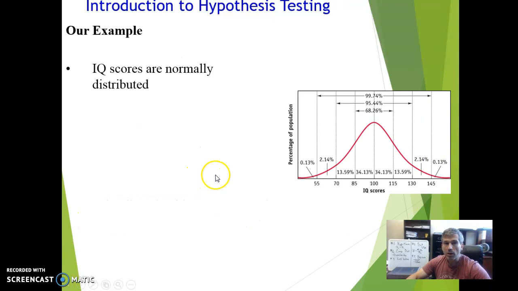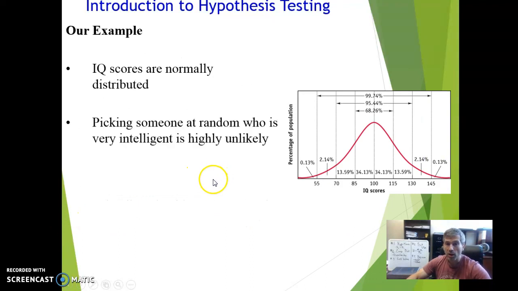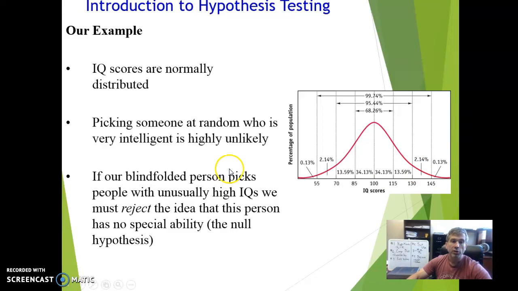So again, IQ scores are normally distributed. Picking someone who's just above average is a 50-50 proposition, but picking somebody who's really far above average gets less and less likely the farther away you go. So by default, our null hypothesis would be that this guy does not have any special ability at all. Maybe he's lying, maybe he's just kind of mixed up, but he doesn't have this psychic ability. So we start with that as our null hypothesis.